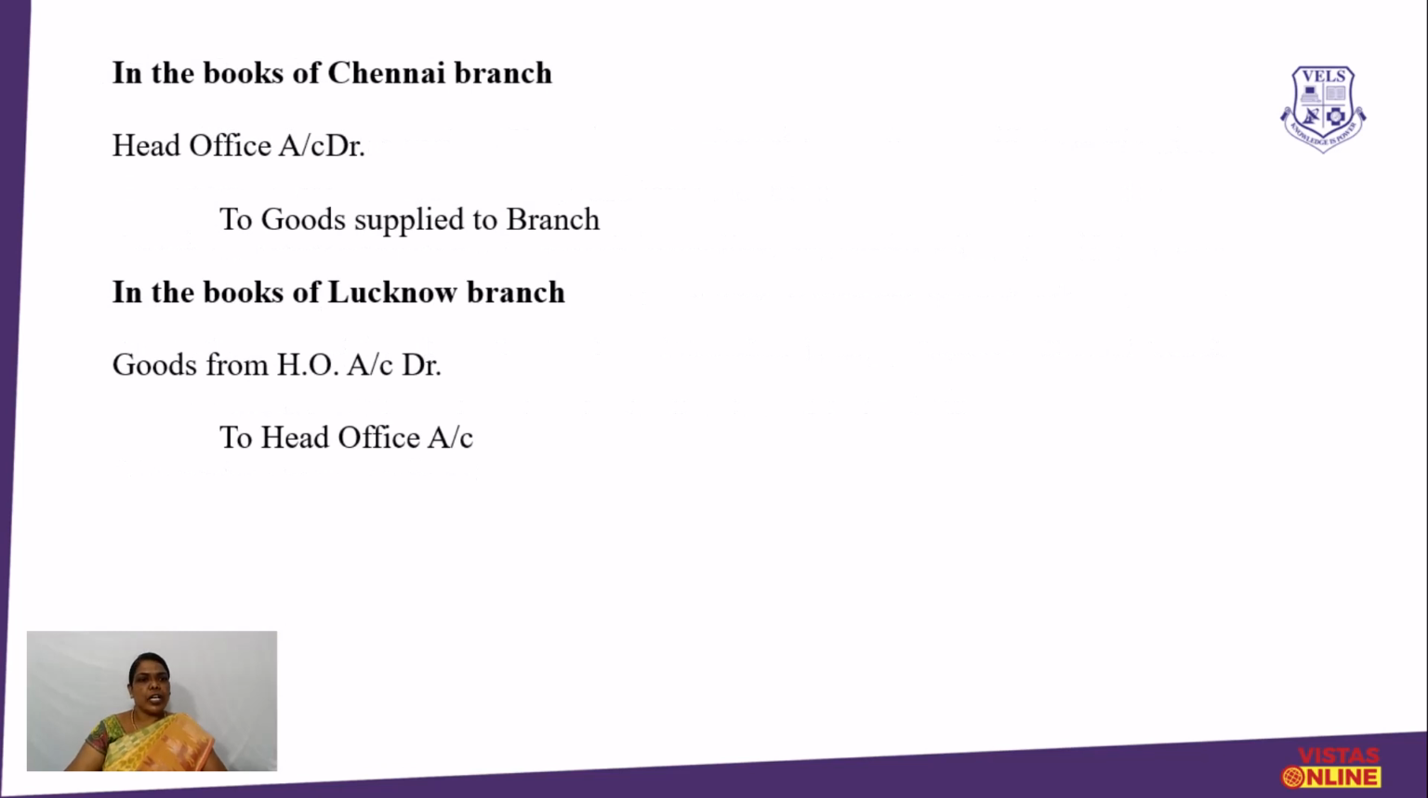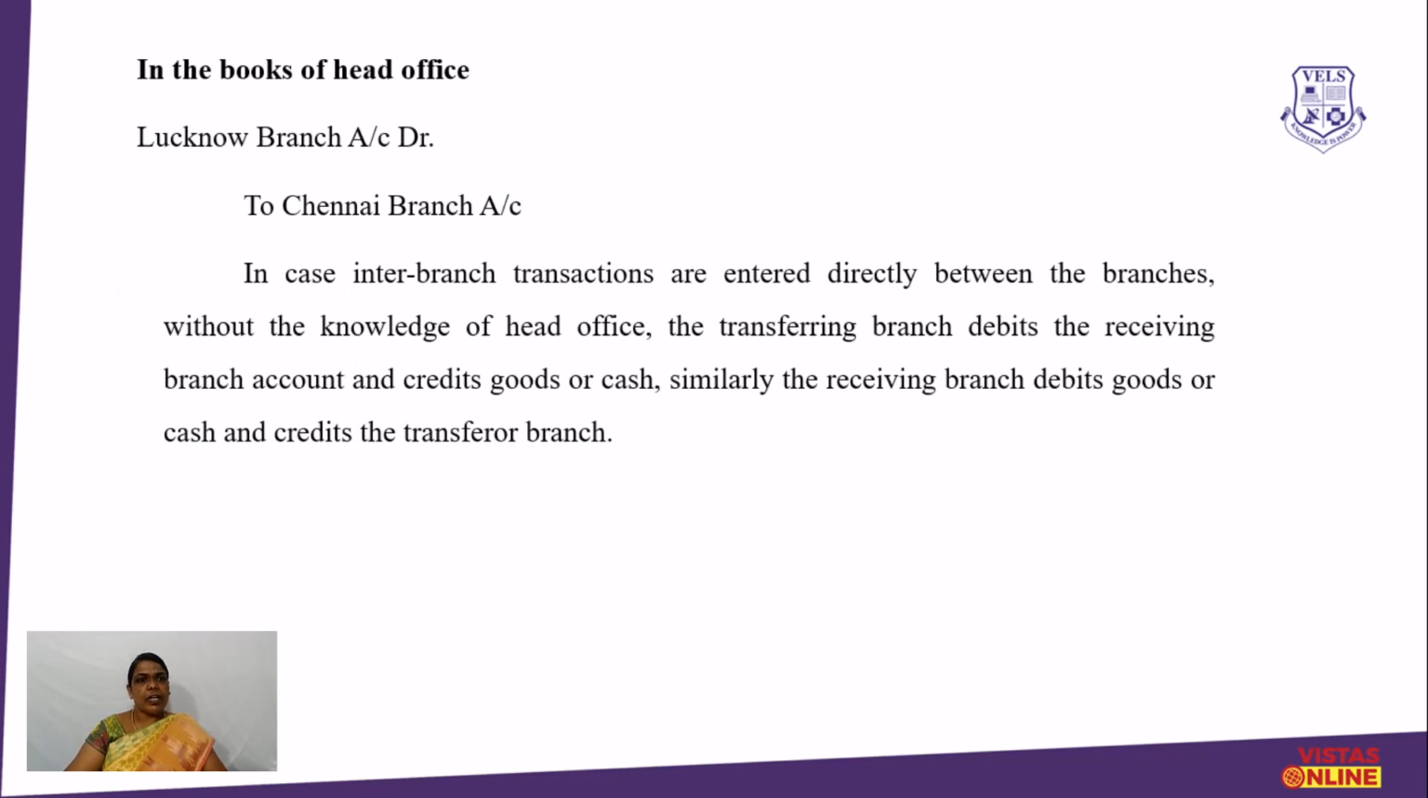In the books of Chennai branch, what is the journal entry? Head office account debtor to goods supplied to branch. But in the case of Lucknow branch account, what is the journal entry? Goods from head office account debtor to head office account. Then in the books of head office, what is the journal entry? Lucknow branch account debtor to Chennai branch account.